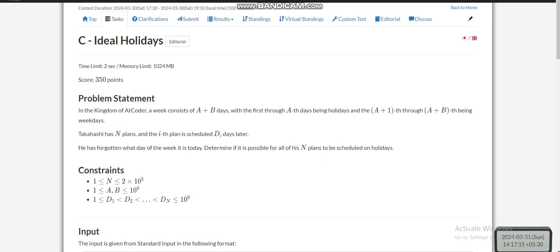We are given A and B, two integers. A week consists of A plus B days, where the first A days are holidays and the next B days are weekdays. Now Takahashi has N plans, and the ith plan is scheduled D_i days later. He has forgotten what day of the week it is today. Determine if it is possible for all his N plans to be scheduled on holidays.